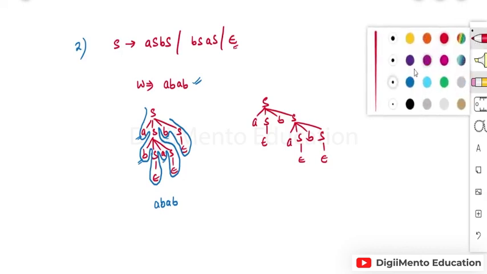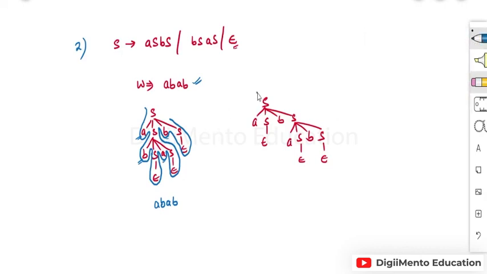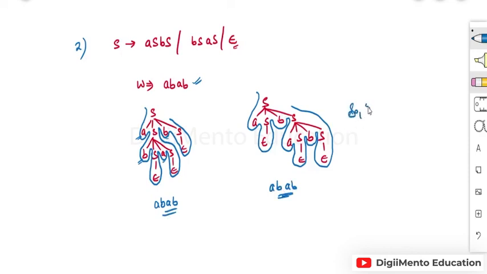Now if we traverse this one, we are getting A, then epsilon, that means nothing, then B, then again A, and then B, and done. So we are getting ABAB. So we are getting more than one parse tree for the same string, right? So it is ambiguous. It is also ambiguous because we are getting more than one parse tree. Is it clear? Now let's take one more example.